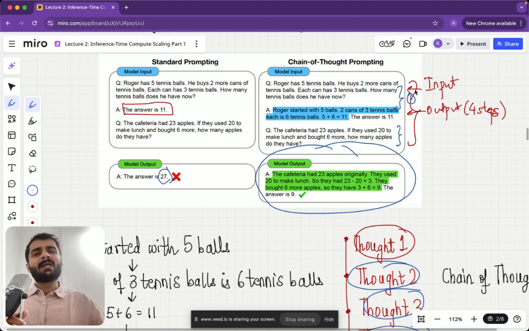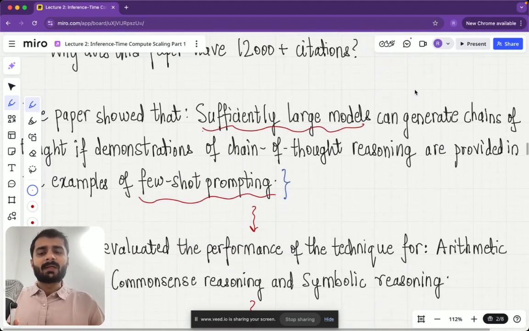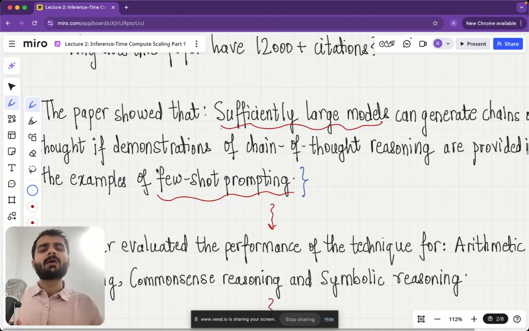This method of providing multiple examples in the input output prompt to guide the LLM, or to nudge the LLM to understand how we are expecting the output, in what format we are expecting the output, is called few shot prompting. Why few? Because we are providing a number of input output examples.